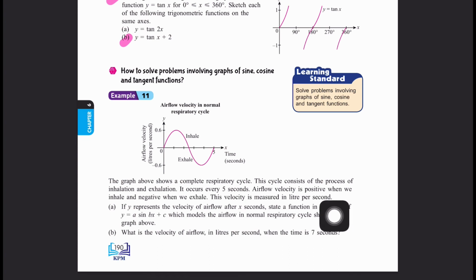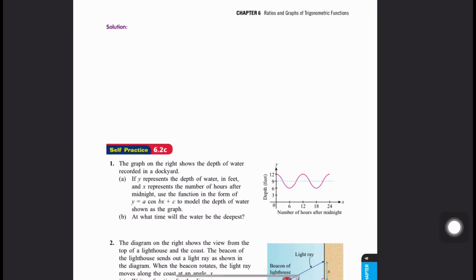A, if y represent the velocity of airflow after x second, state a function in the form of y equals A sine bx plus c, which models the airflow in normal respiratory cycle shown as the graph above. B, what is the velocity of airflow in liter per second when the time is 7 seconds? Macam mana nak buat?